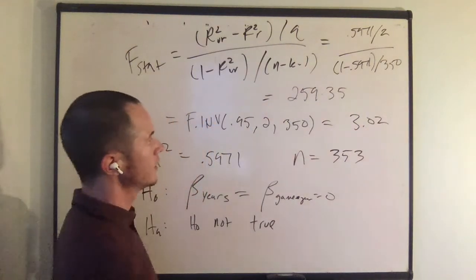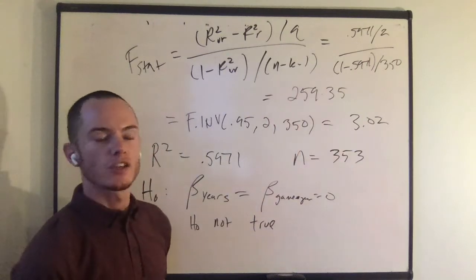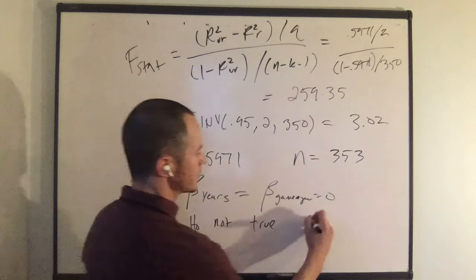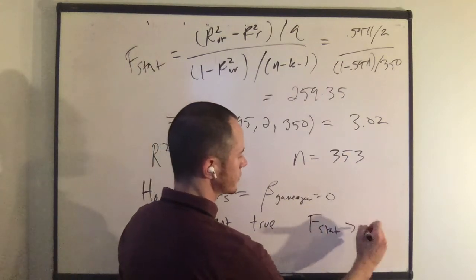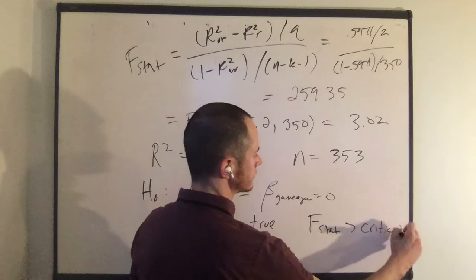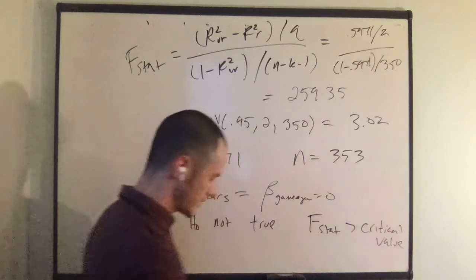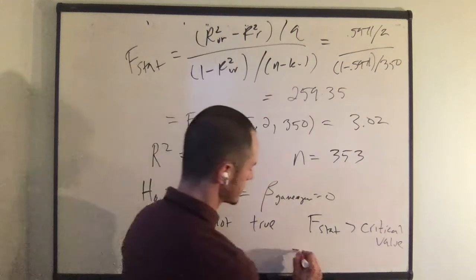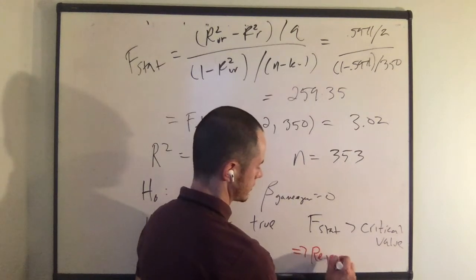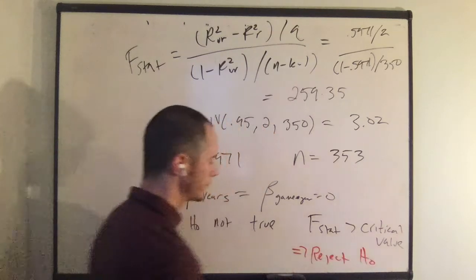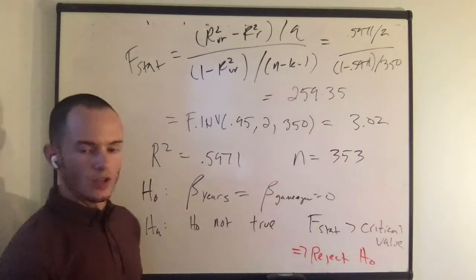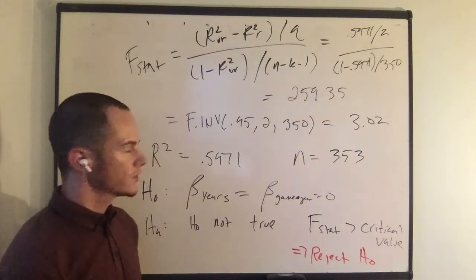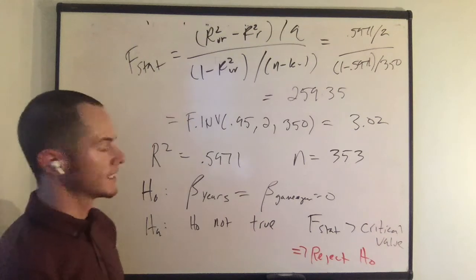So observe that the test statistic is greater than the critical value. So the F stat is greater than the critical value. And what does that tell us? Well, folks, we can reject the null in favor of the alternative. And so we conclude that at least one of these variables is useful for predicting salary.